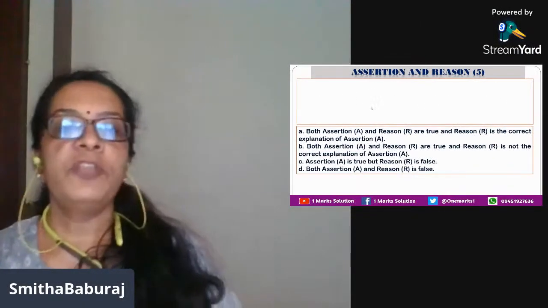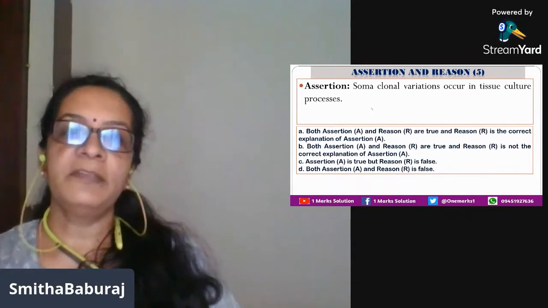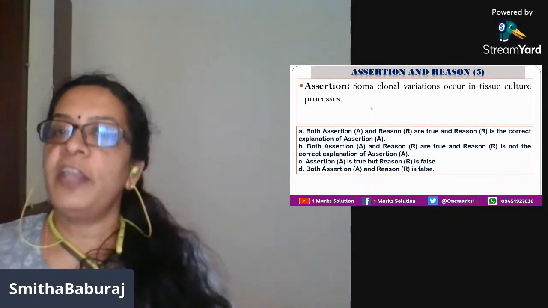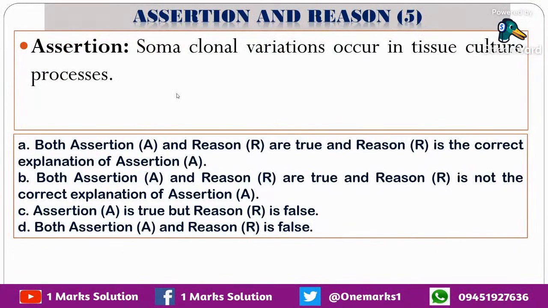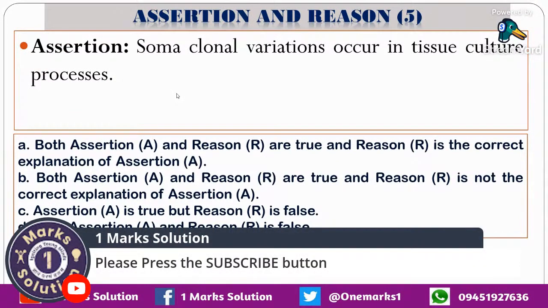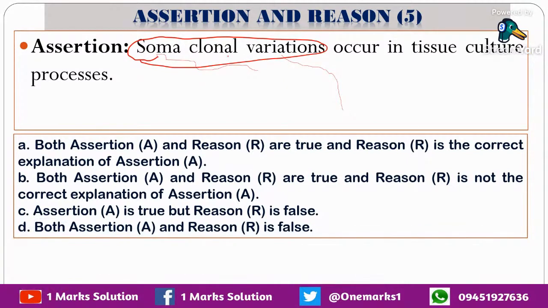Okay. We have come to the last question from the same chapter. Somaclonal variation occurs in the tissue culture process. So what is somaclonal variation? Somaclonal variation is a variation seen in plants that have been produced as a result of tissue culture.